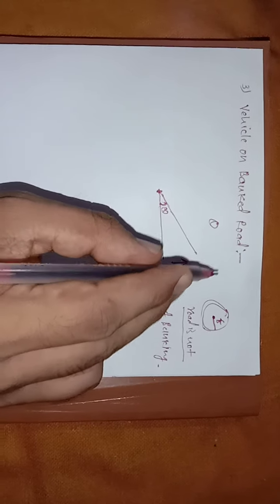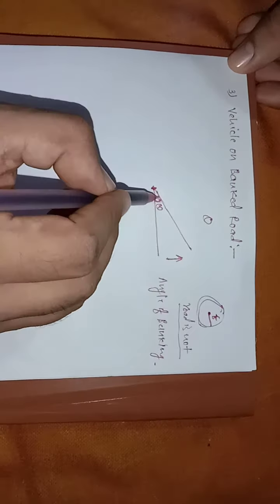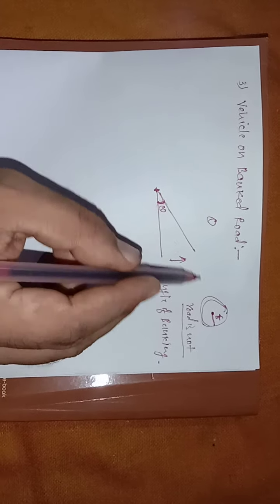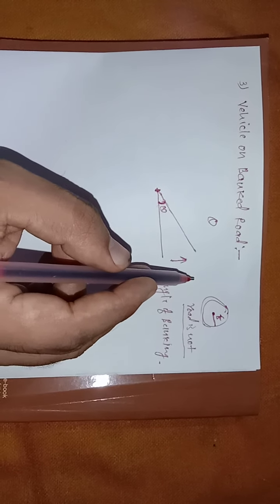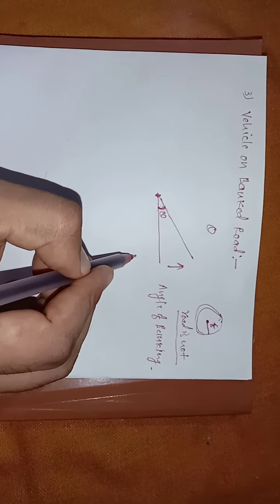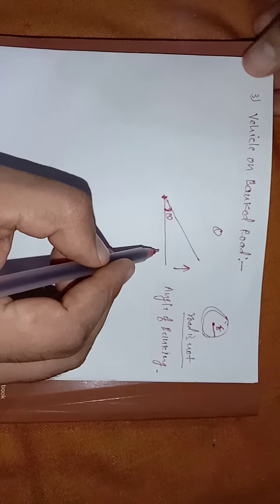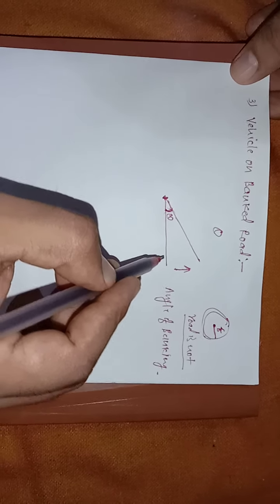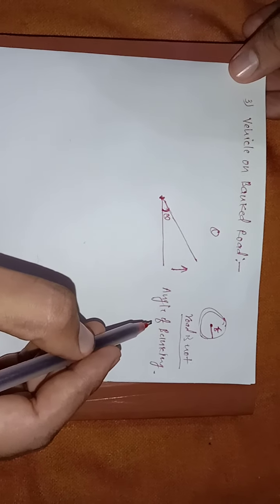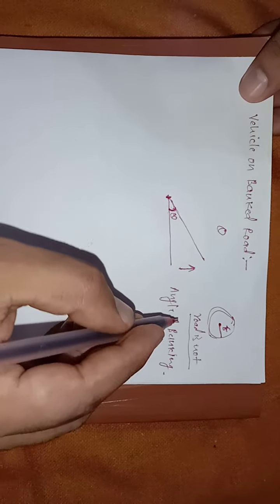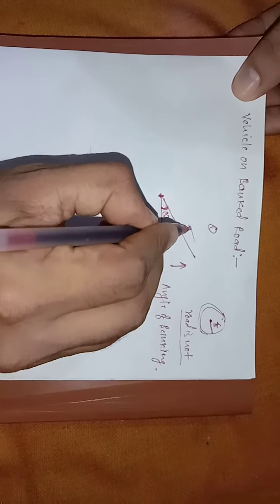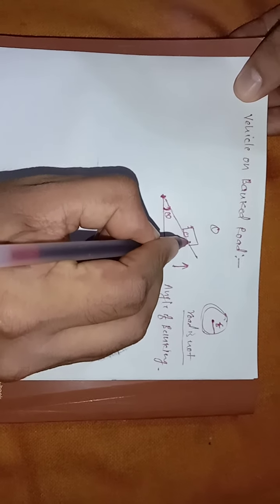So already we know what a banked road is. We take that small angle theta as the angle of banking. Consider a vehicle on a curved road of radius r, banked at an angle theta with the horizontal, and consider the vehicle to be a point, ignoring the frictional or non-conservative force. Suppose this is the vehicle.